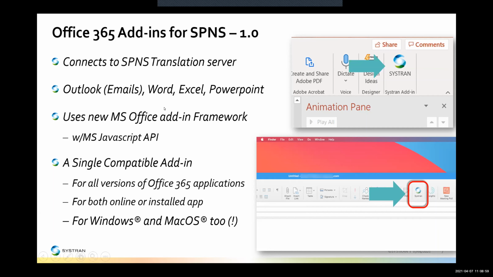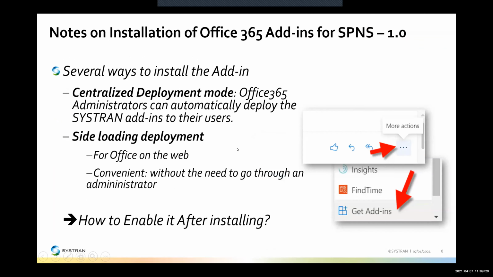It uses a new Microsoft Office add-in framework, which uses the MS JavaScript API. And because of that, it is compatible with a number of different environments. It is good for Office 365 in different releases, different versions of it, different versions of the applications. It could be an installed app, or it could be the online version. But also, and perhaps most excitingly, it's not only for Windows, it's also for Mac OS. If you look here, is a screenshot on a Mac, and you have the same option as you see here on my Windows desktop. So this opens it up to a larger community of users.